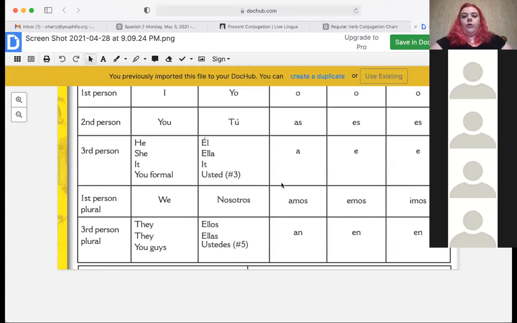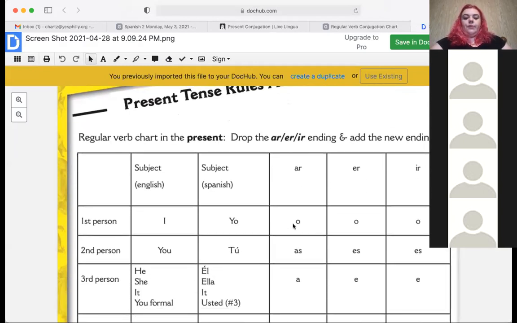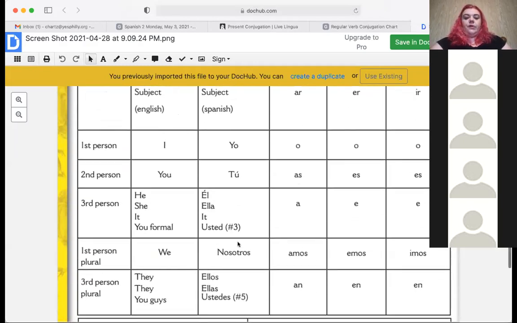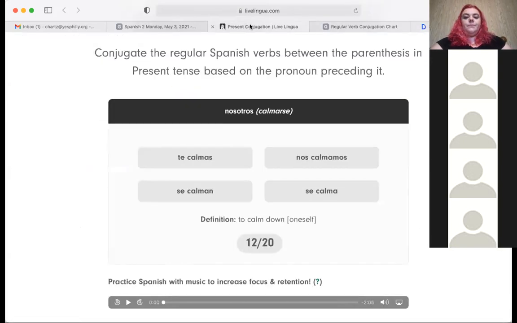So let's go to our chart here. Our AR verbs are right here. And our subject is nosotros, which means we. So it's going to be almost, right? So we're going to do nos calmamos.